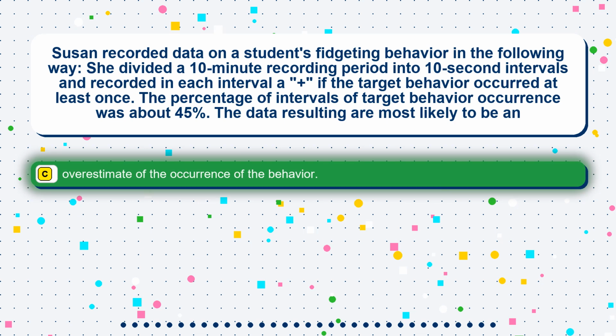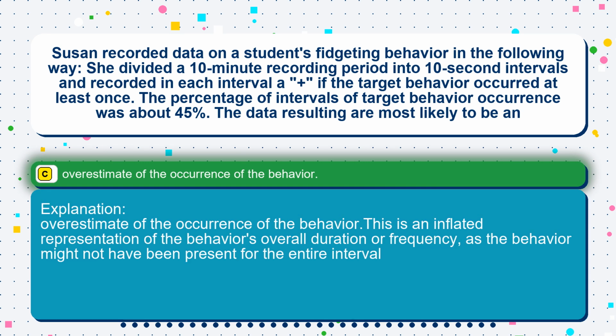The correct answer is option C, overestimate of the occurrence of the behavior. This is an inflated representation of the behavior's overall duration or frequency, as the behavior might not have been present for the entire interval. Question 14.